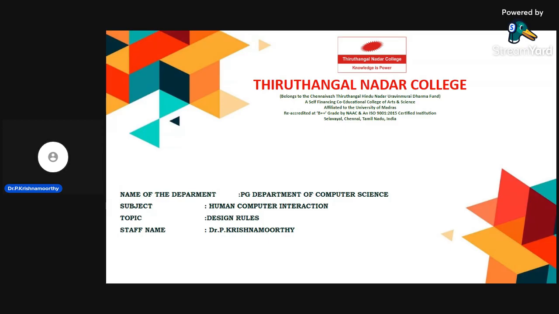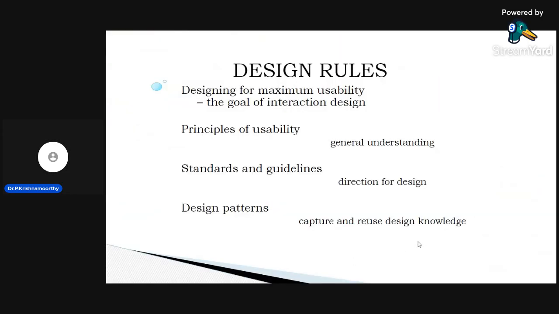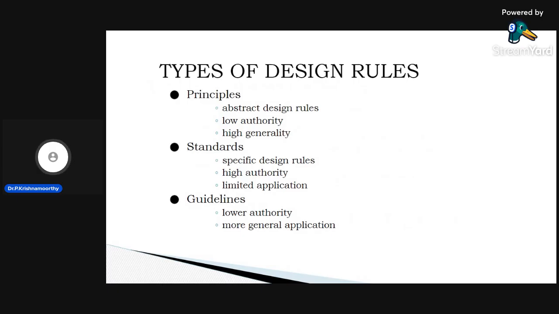Today we are going to discuss human-computer interaction design rules. Design for maximum usability so that user interaction is very effective. Here we are specifying principles of usability, standards and guidelines, and design patterns. These are all the things we are going to discuss today. The types of design rules are principles, standards, and guidelines.